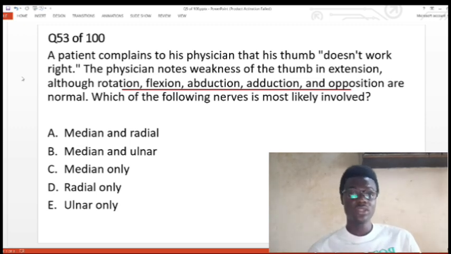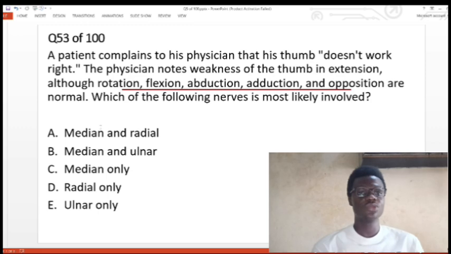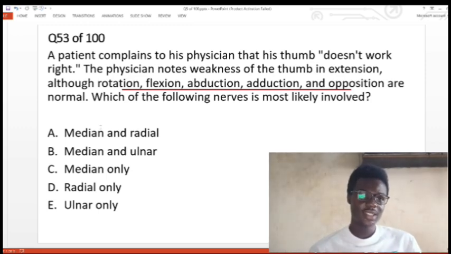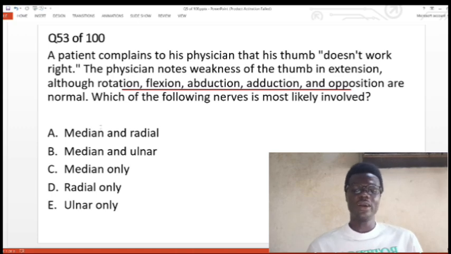So let's discuss this. This is more like a follow-up on question 52. In question 52, I discussed extensively the median nerve. So you can go back and check question 52 in case you've not watched it and you want to check this. Question 52 will make this 53 easier a bit. All right, so let's jump straight into it.